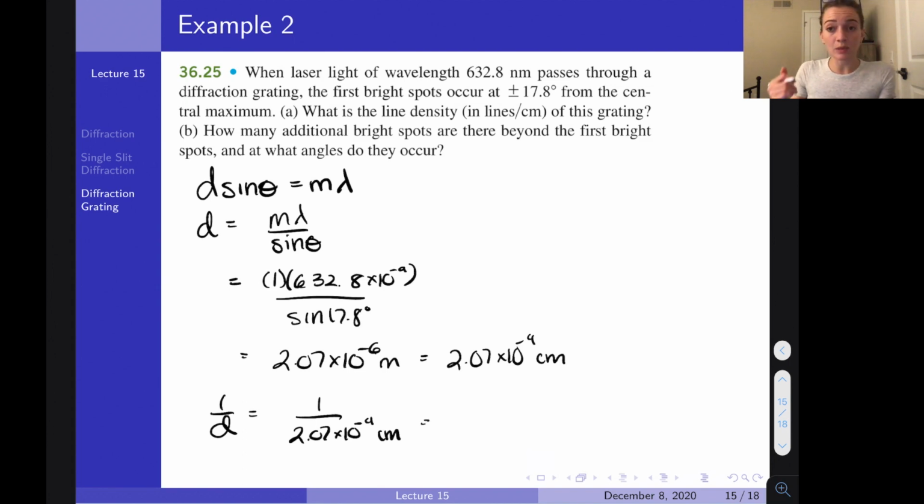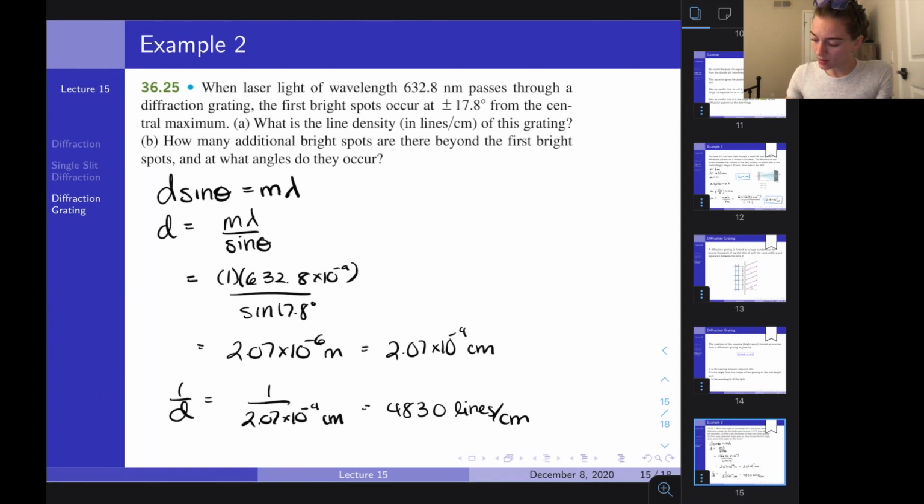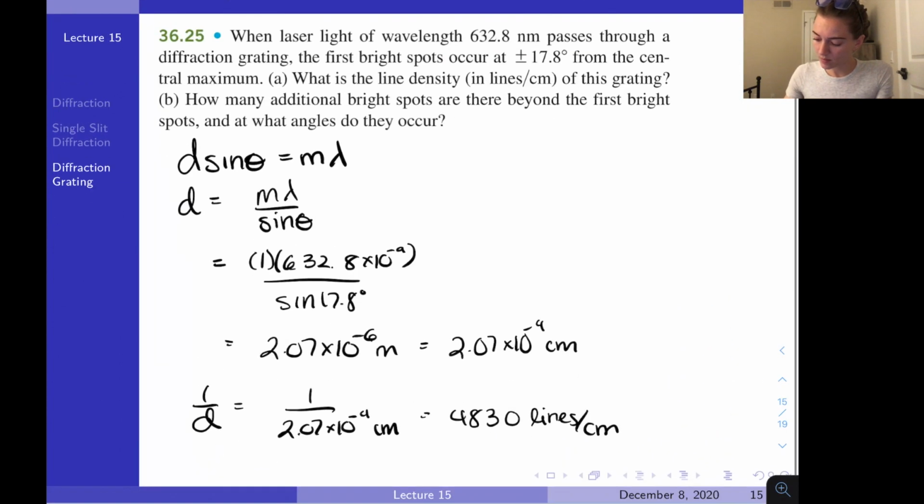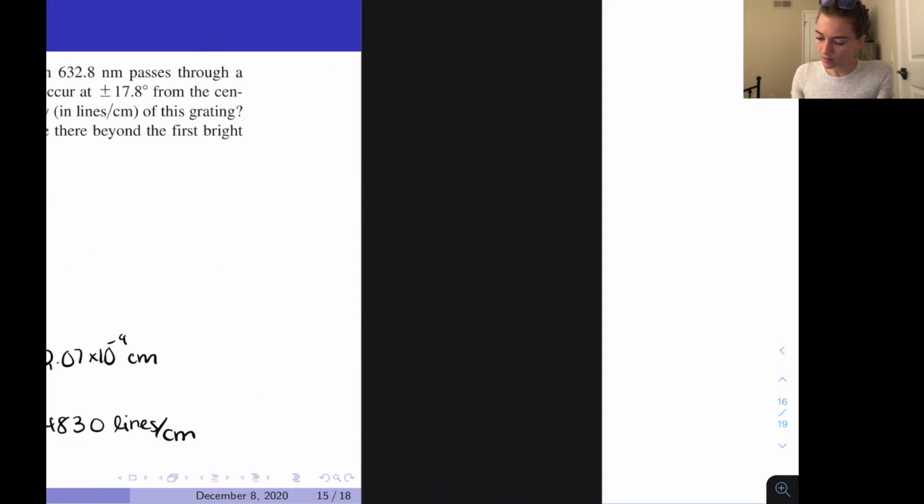So then just take the reciprocal of that, do 1 over 2.07 times 10 to the negative 4, and that will give you 4830. And now this is lines per centimeter. So this is now the density of our grating. So let's just add another page here. Okay, so that's the density.